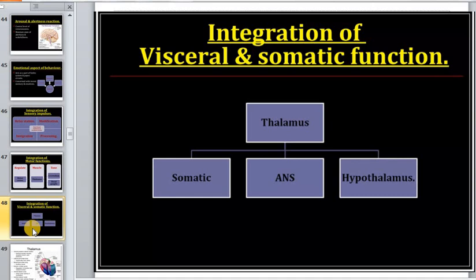Integration of visceral and somatic function. Here we see the thalamic area, and here we see the somatic reaction in our body, the autonomic nervous system, vegetative reaction, and the hypothalamic area as part of the hormonal function, the endocrine system.